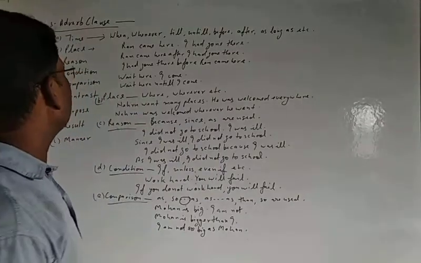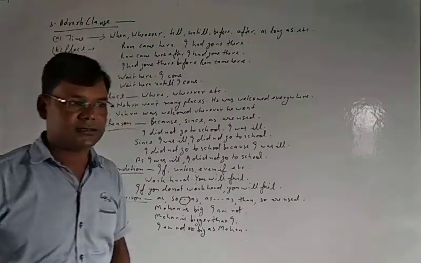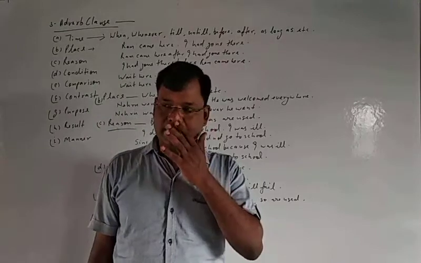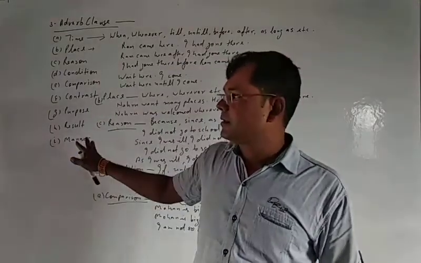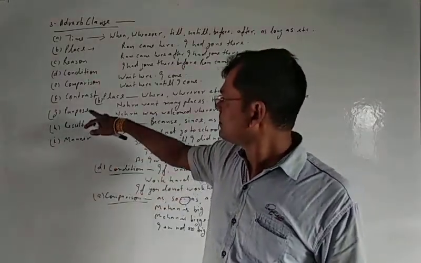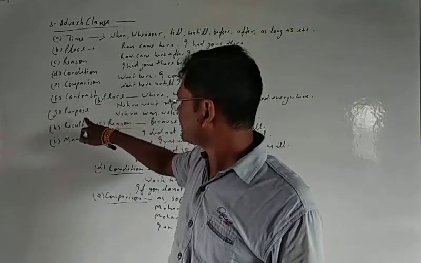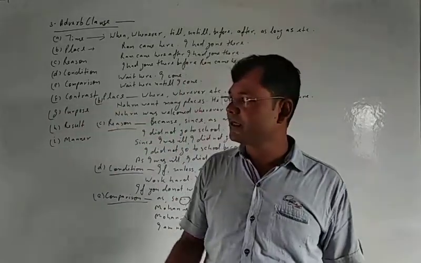So these were five rules of adverb class. We will learn the rest of the four: contrast, purpose, result and manner in the next video.